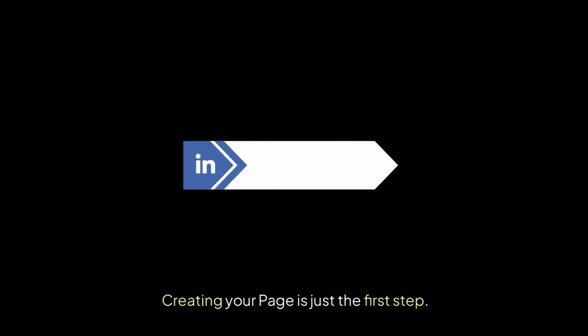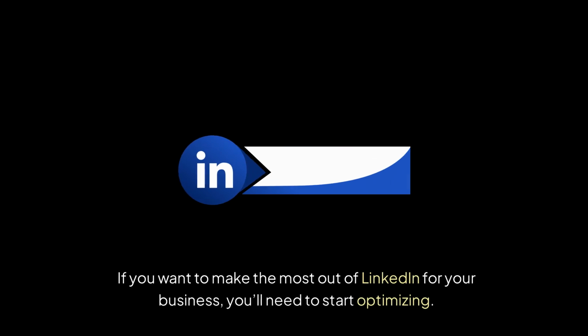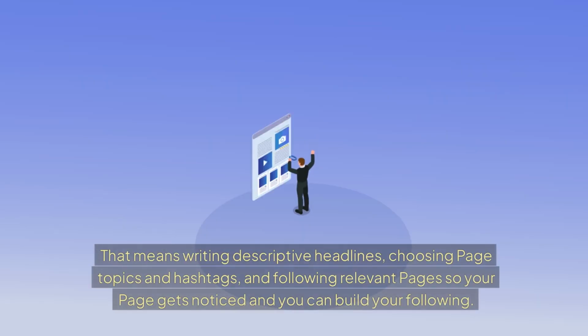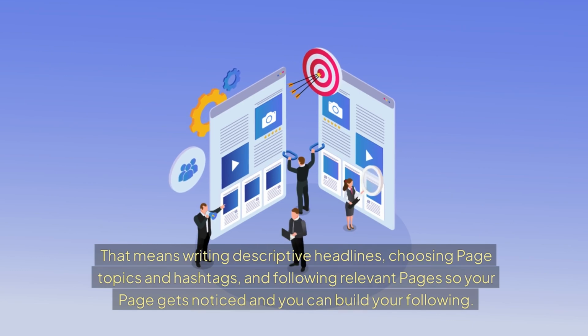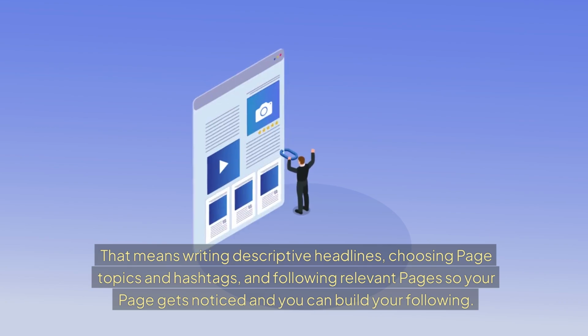Step 2. Optimize your page. Creating your page is just the first step. If you want to make the most out of LinkedIn for your business, you'll need to start optimizing. That means writing descriptive headlines, choosing page topics and hashtags, and following relevant pages so your page gets noticed and you can build your following.